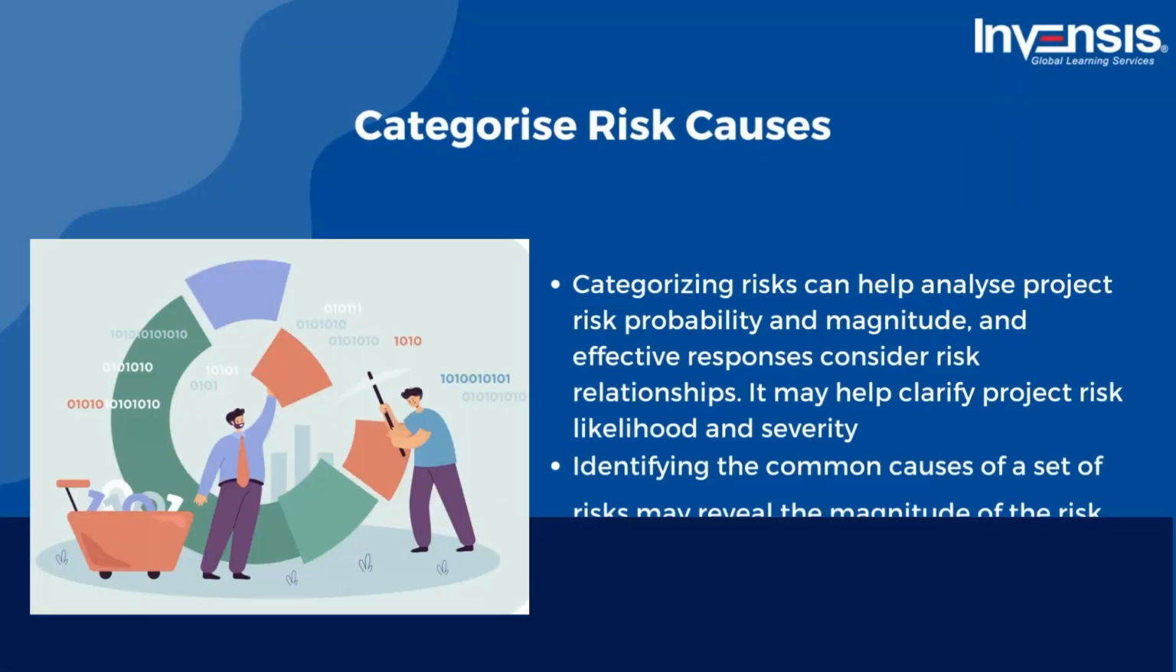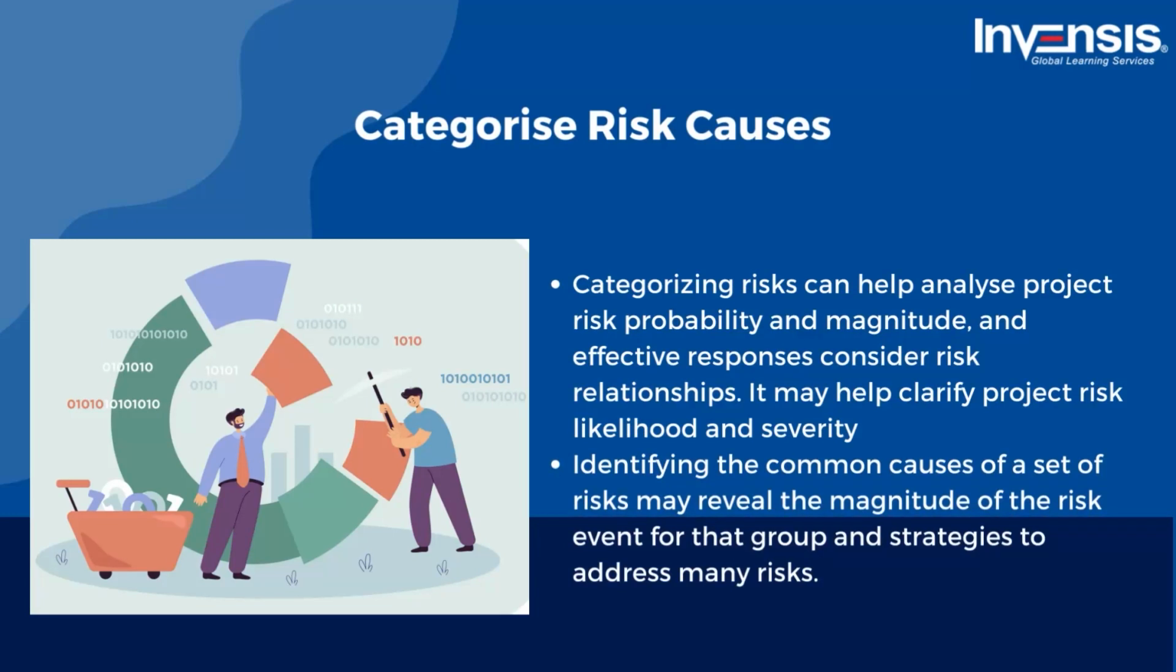Categorizing risks may lead to improved analysis of the probability and magnitude of project risk, and effective responses. Do not neglect the relationships between risks. It may provide a better understanding of the possibility and magnitude of project risk than if risks are only considered separate and independent events. If we can identify the common causes of a set of risks, it may reveal the magnitude of the risk event for that particular group and strategies that might address many risks.